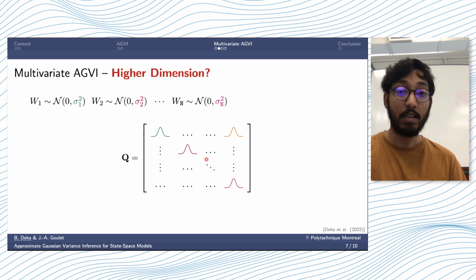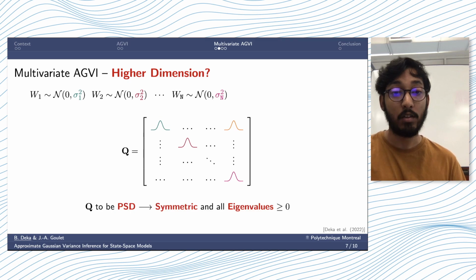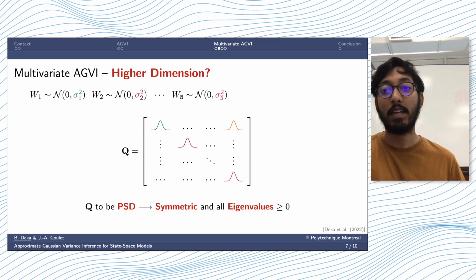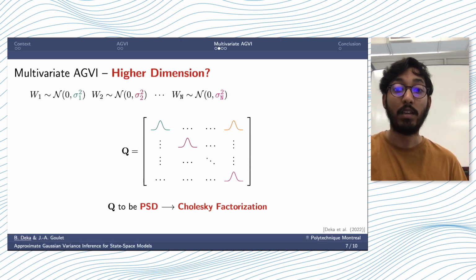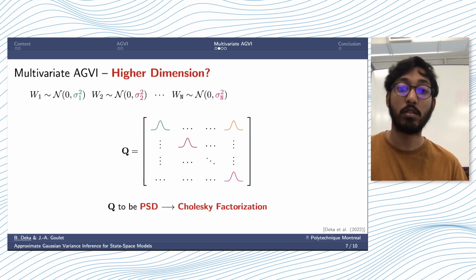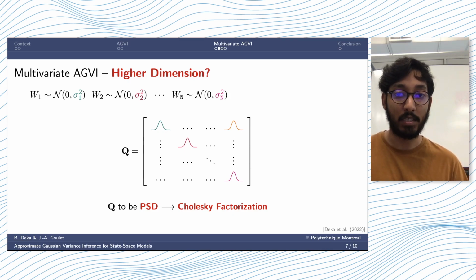Unfortunately, it is not straightforward, because the Q matrix becomes non-positive semi-definite. And in order for Q to be PSD, it needs to be symmetric and all the eigenvalues need to be greater than or equal to 0. Now, in order for the Q to be PSD, we need the Cholesky factorization in our approach so that we can keep the Q matrix positive semi-definite at any time t.